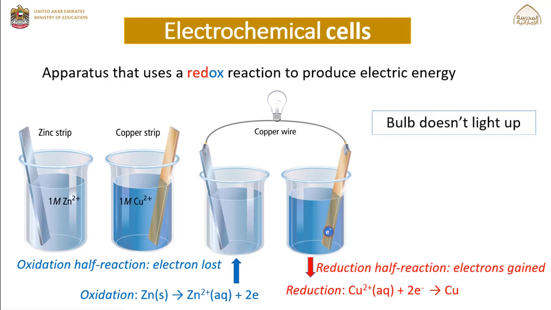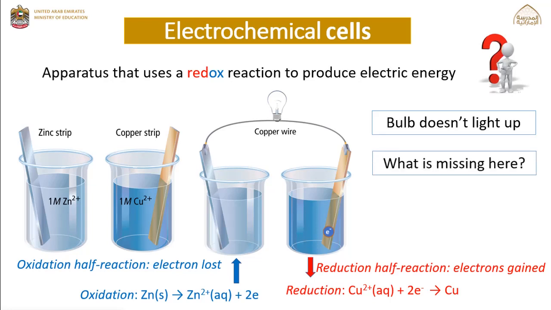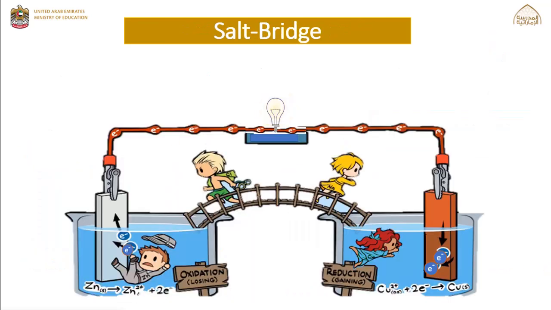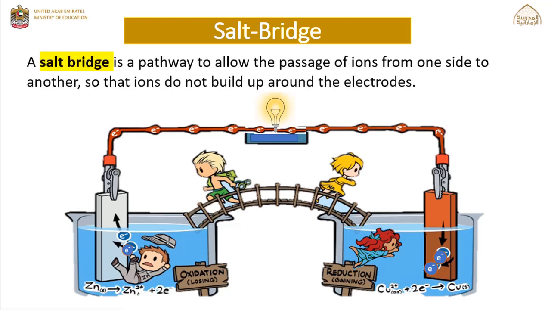But still something is missing here. The bulb doesn't light up. What is missing here? Is the circuit complete? No. The salt bridge is missing. A salt bridge is a pathway to allow the passage of ions from one side to another, so that ions do not build up around the electrode. The salt bridge helps to complete the circuit by helping to neutralize the charges. That will allow the ions to move through.